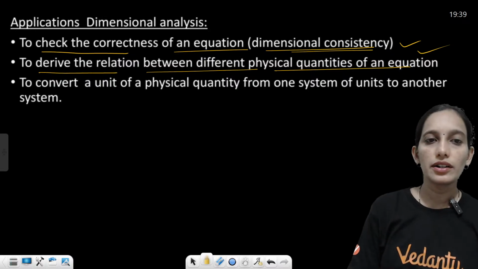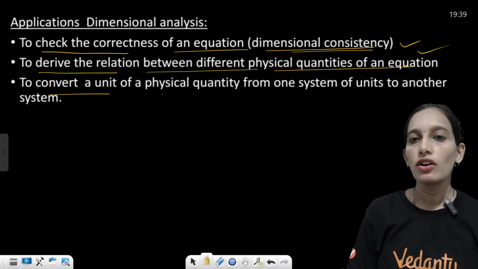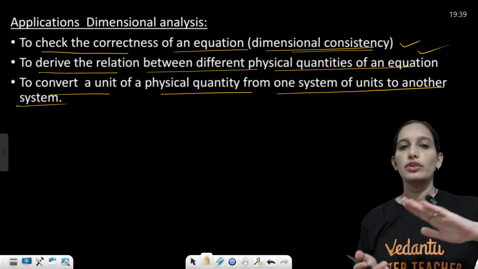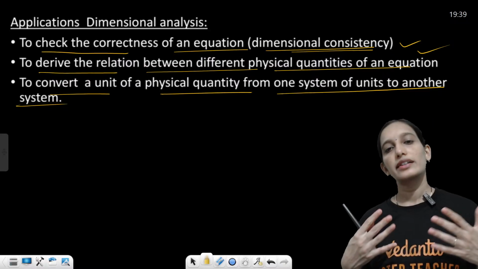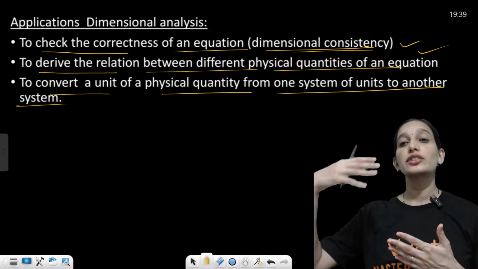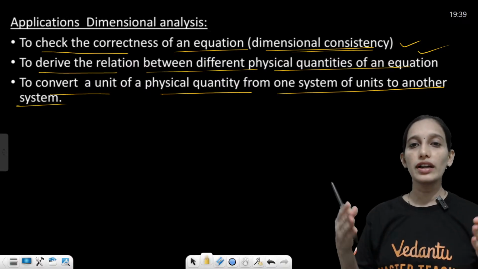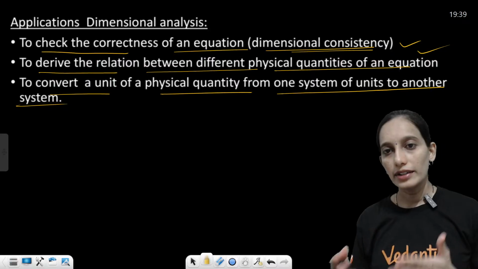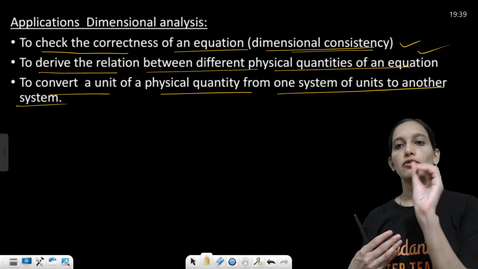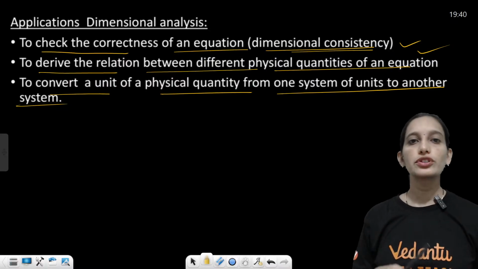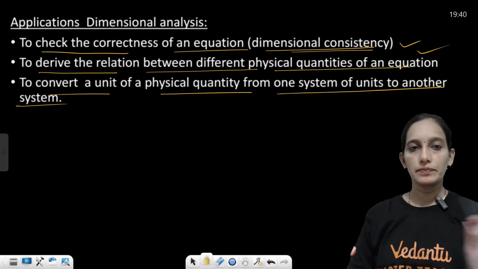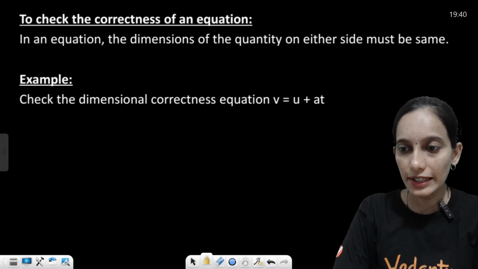The third one is to convert a unit of a physical quantity from one system of units to another system. If I have a unit like newton or joule, which is in the SI system, I have to convert it into the CGS system, which we call dyne, erg. So if I want to convert a unit from one system of units to another, I can use the method of dimensional analysis. So we get the equivalent unit. Okay, so let us learn one by one quickly.